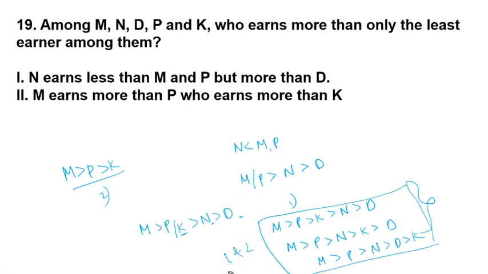So by clubbing 1 and 2, am I getting any exact answer? Who earns more than the only least earner among them? So as I said, second least. Okay, so can I say exactly who is the second least? No, I cannot say. So what is our answer? Means we can say both 1 and 2 are not sufficient to say the answer. Okay, so these kinds of questions can be dealt in this particular manner.